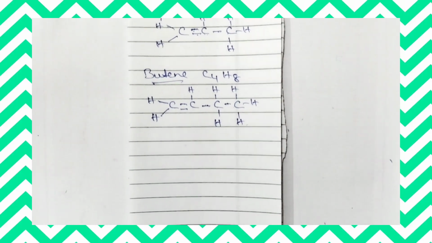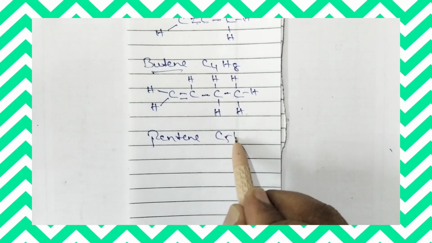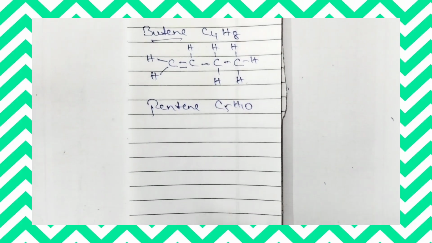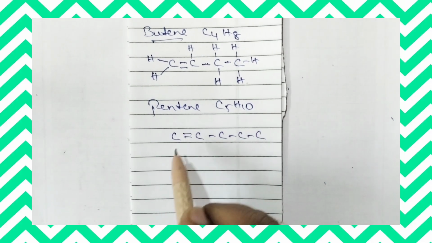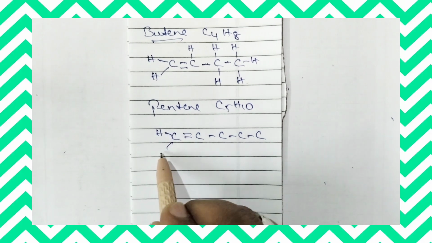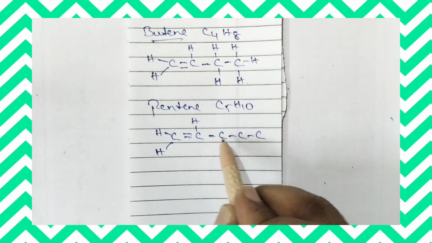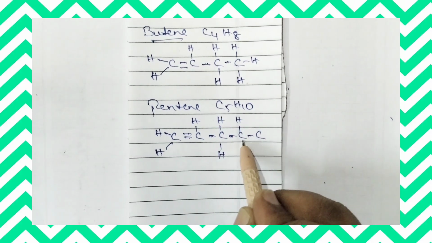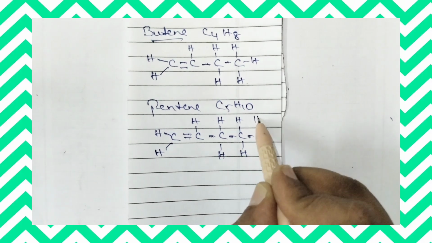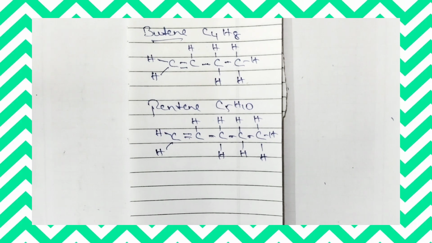Then after butene, pentene, C5H10. So 1, 2, 3, 4, 5. Let us put the double bond here. Single bond H, single bond H. 1, 2, 3, to be tetravalent we need one more. So like this we have to write the molecular and structural formula of the members of alkene.